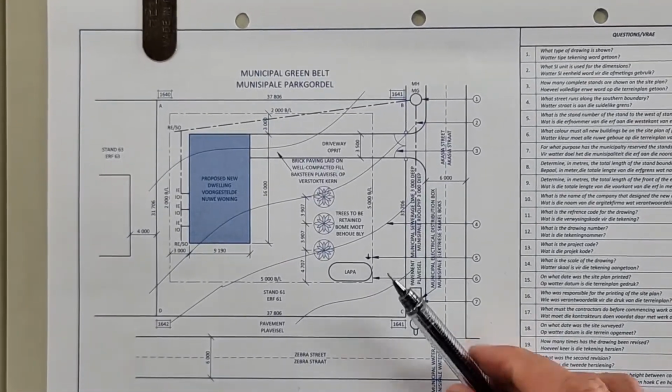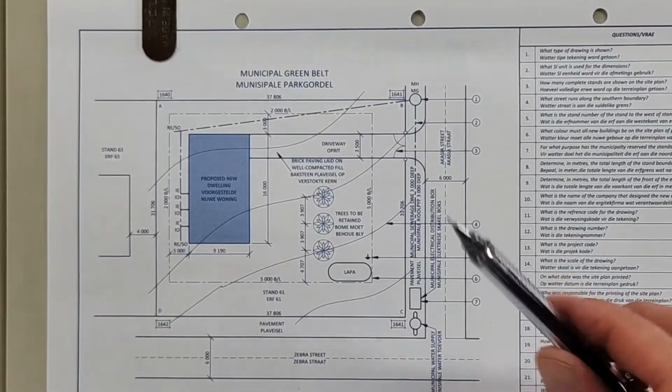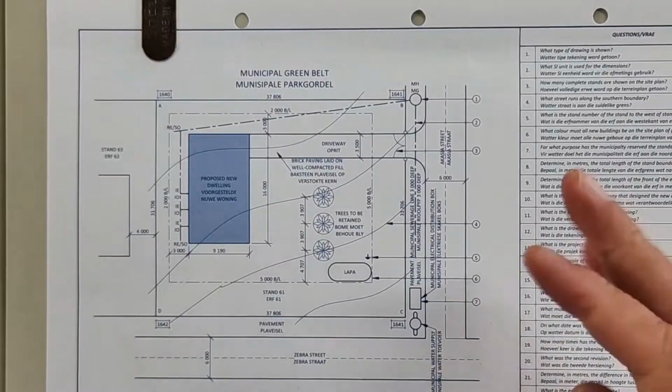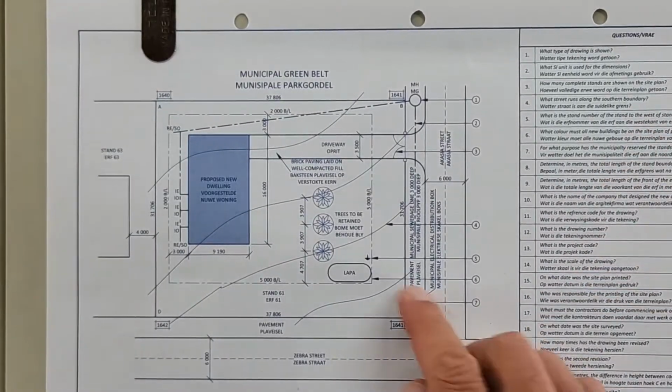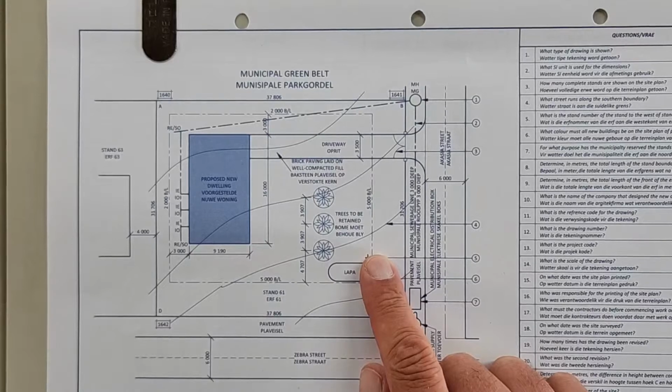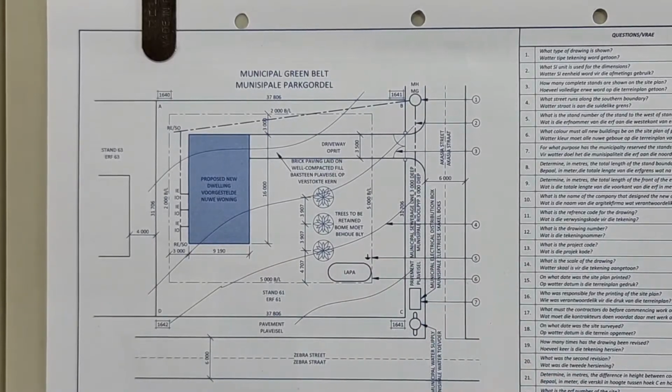Okay, let's go. Alright, what type of drawing is shown? Help me out. Kom ons kyk gou vinnig. Julle moet nou vooruit wees. Help me out. Site plan. Alright. What SI unit is used for the dimension? Thank you. It is millimeters.